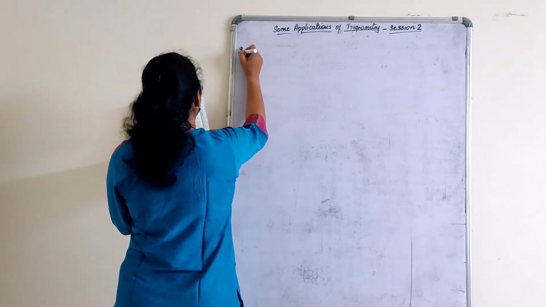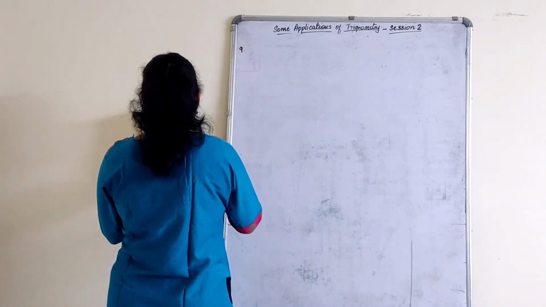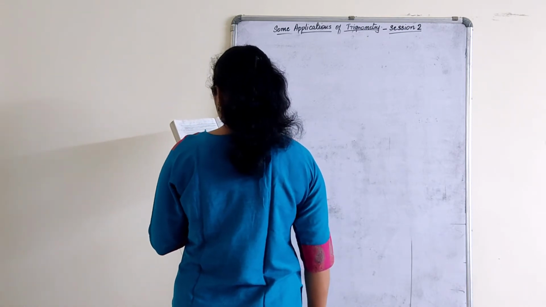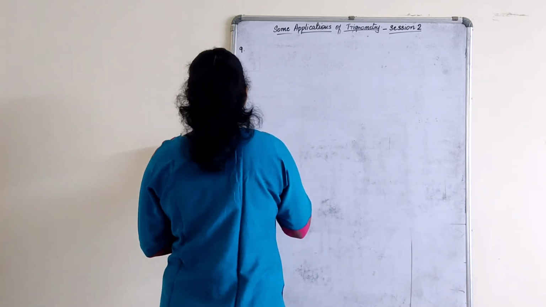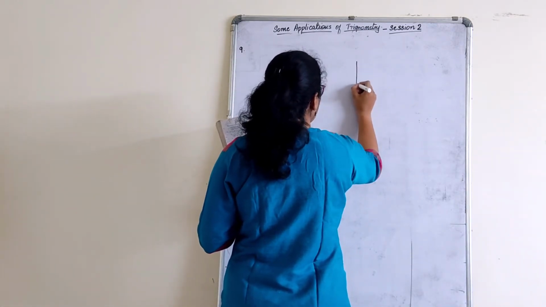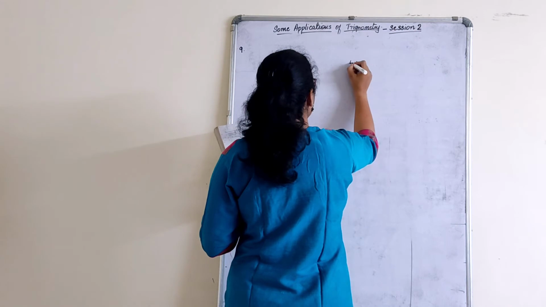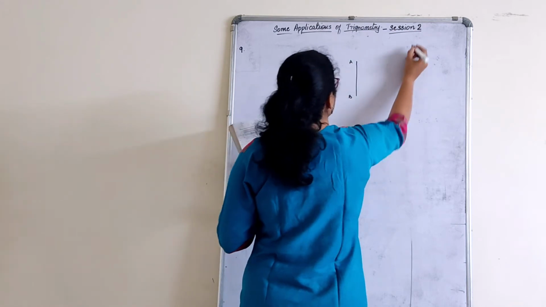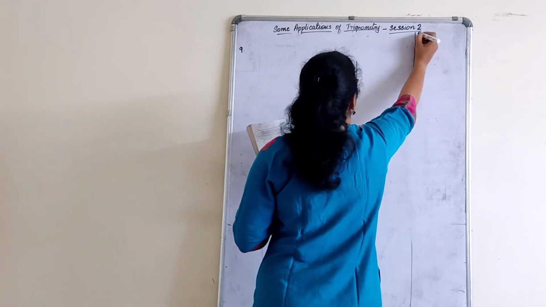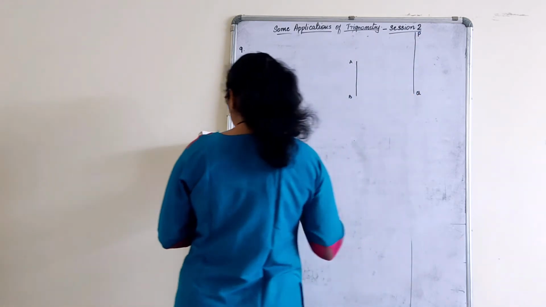Ninth one. The angle of elevation of the top of a building from the foot of the tower is 30 degrees. So we have a building. Let us assume that this is a building, AP is a building, and this is a tower. Now read the question again.